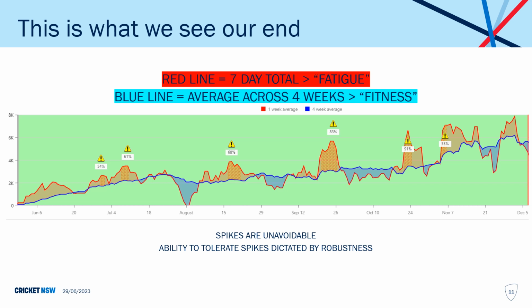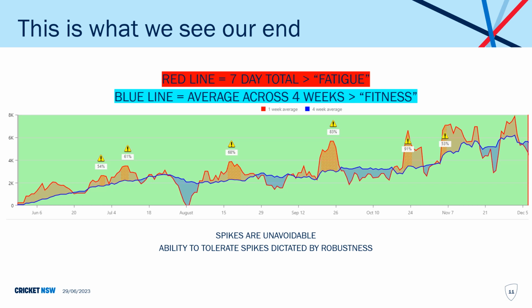But the ability to tolerate these spikes is going to be dictated by robustness, fitness, and strength. Generally, players who aren't very robust, strong or fit, when a spike comes along, they break down and get injured. The players who are able to tolerate these spikes are players who are strong, fit, robust, and are able to tolerate them off the back of that. So with this particular player, you can see over this period that they've gone through 1, 2, 3, 4, 5, 6 spikes leading up to December.